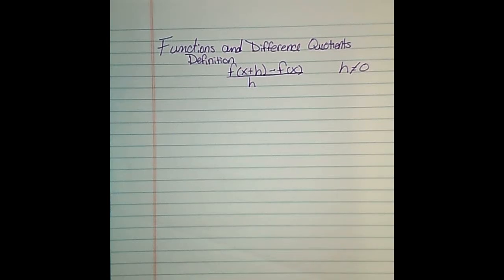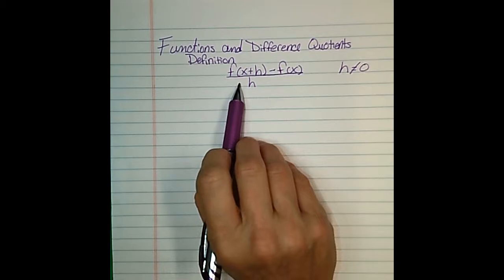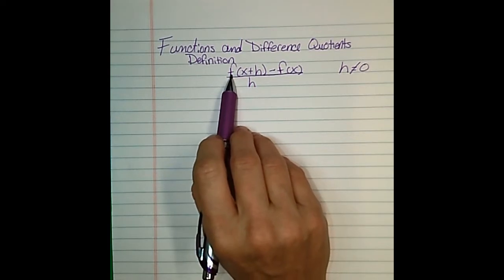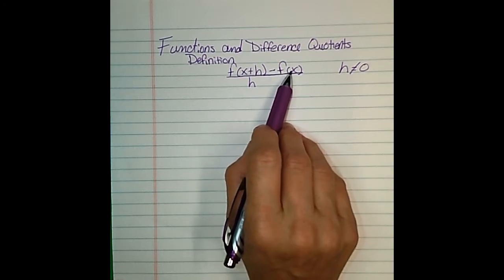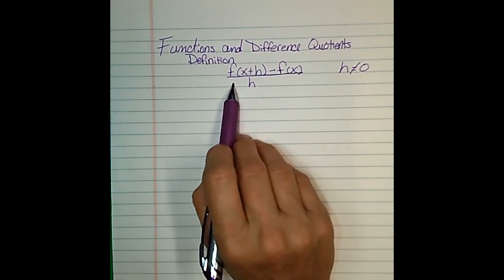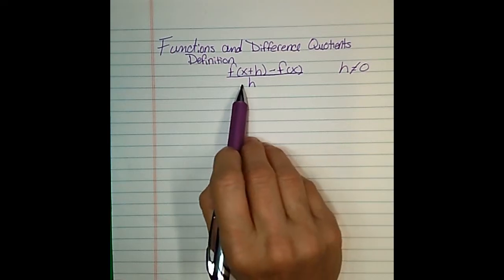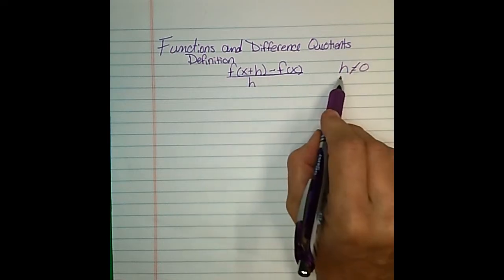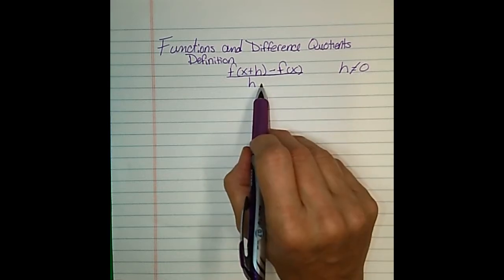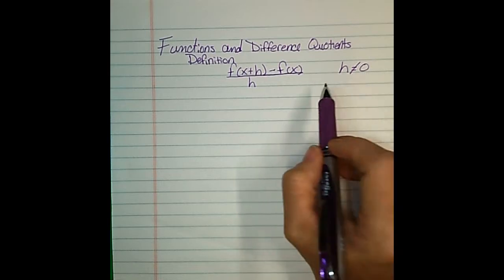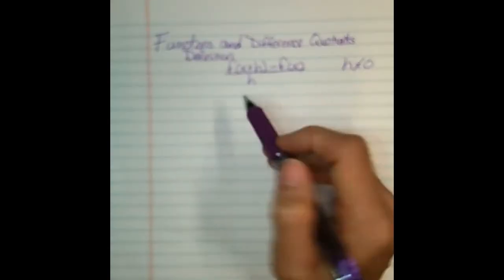Functions of difference quotients. We have this definition where we have a function called f of x plus h minus our function of x, all divided by h. This can be true if and only if h is not equal to 0, because we cannot have 0 in the denominator. If we have 0 in the denominator, it'd be undefined, and in the graphing world, it's called a vertical line.